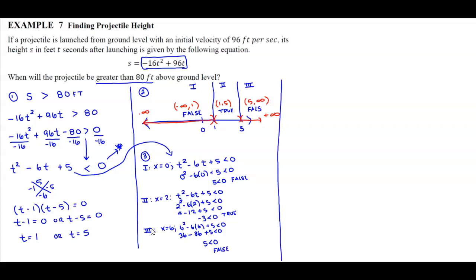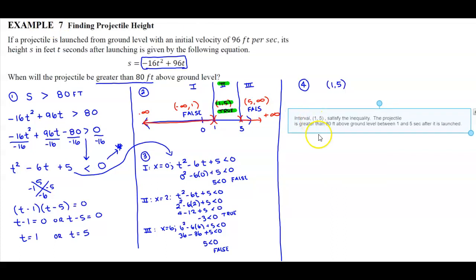So we determined that the solution is true for region 2, and that region is between 1 and 5. So what does that tell us? Well, that tells us that the interval (1, 5) satisfies the inequality. So the projectile is greater than 80 feet above ground level between 1 and 5 seconds after it is launched.